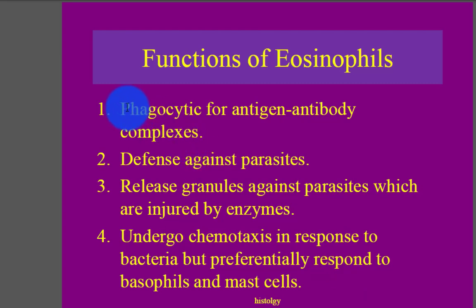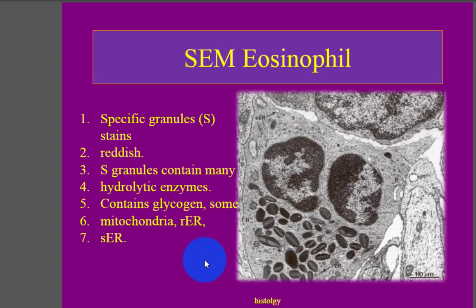Function of eosinophil: phagocytic, defense against parasites. They release granules against parasites, which are injured by enzymes. They undergo chemotaxis in response to bacteria, but preferentially respond to basophils and mast cells. Under electron microscope, the eosinophil specific granules stain reddish. These granules contain many hydrolytic enzymes. The cell also contains glycogen, some mitochondria, and rough endoplasmic reticulum. Thank you.